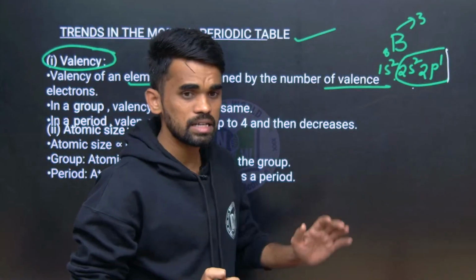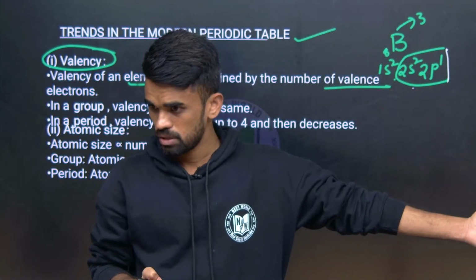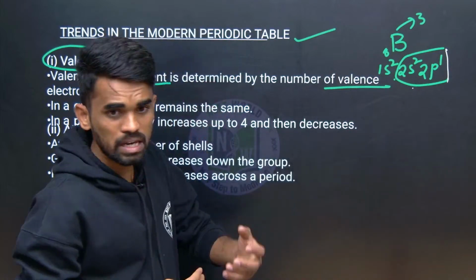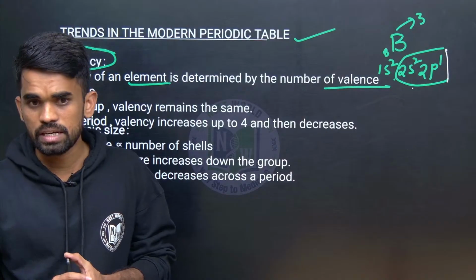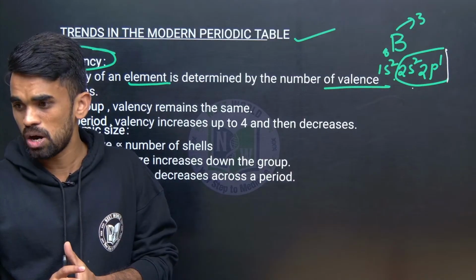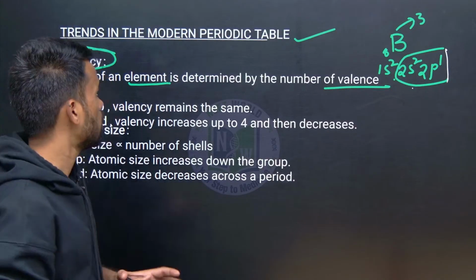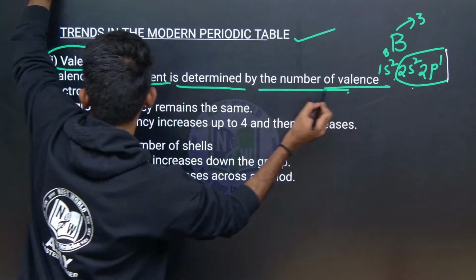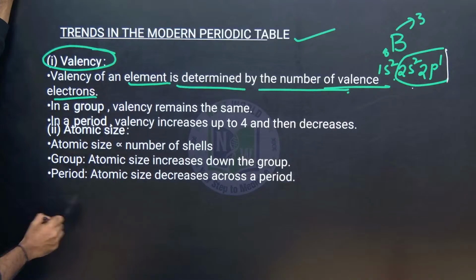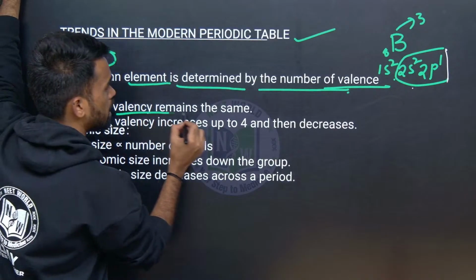Like that, for carbon we have 4. So how many bonds can carbon form now? It has 4 valency electrons, so it can make 4 bonds. So the valency of an element is determined by the number of valency electrons. In a group, valency remains the same.